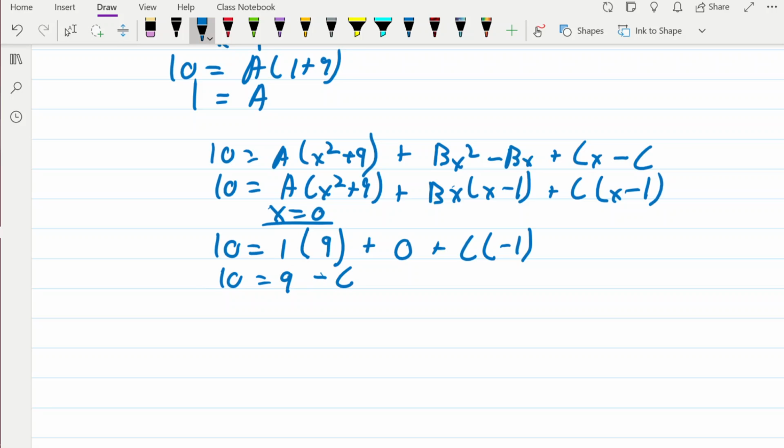So we're going to subtract that 9 over, so we're going to have 19 equals negative c, and so c, actually no, we minus both sides, so that'll be 1. So negative 1 equals c.